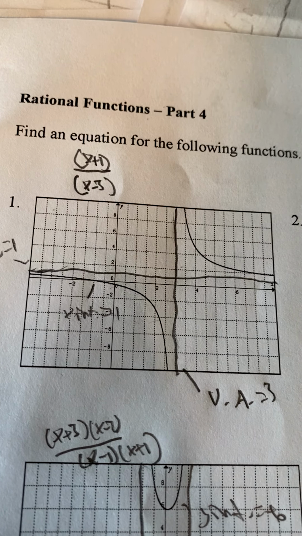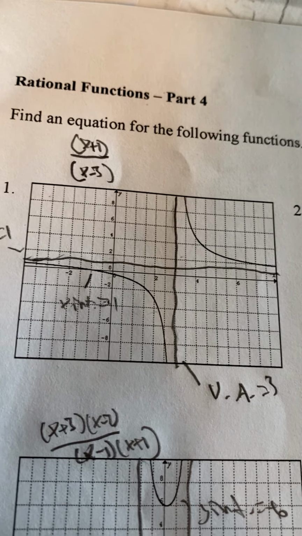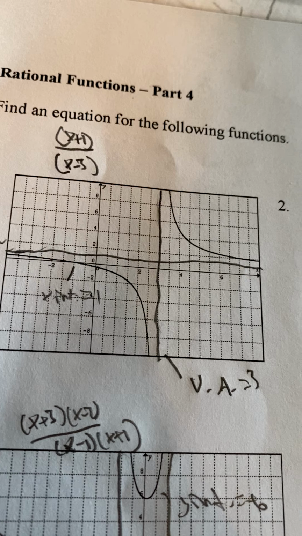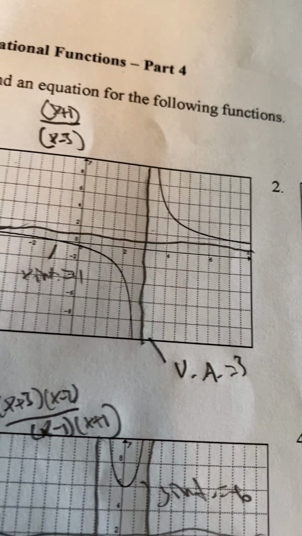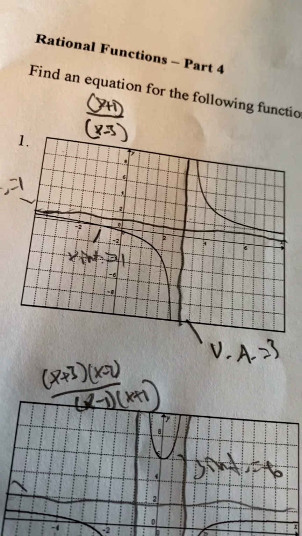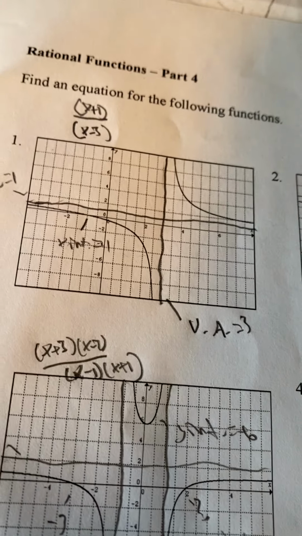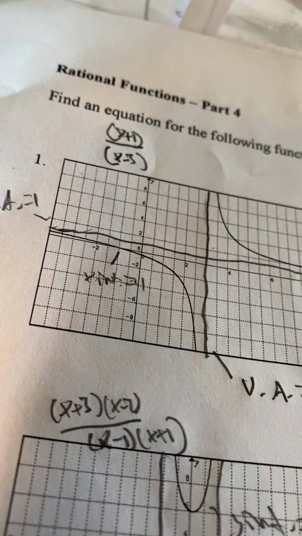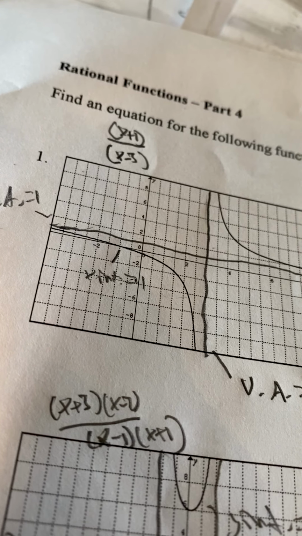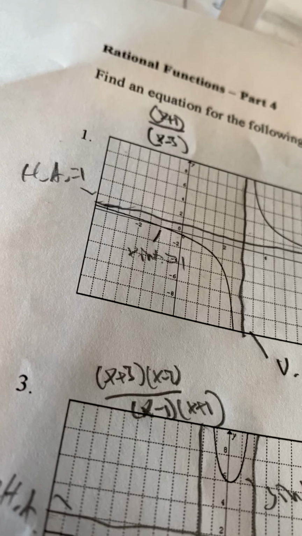So this first one, the horizontal asymptote, I simplified to 1. I thought it was 1, so the degrees have to match up between the numerator and denominator. The x-intercept is negative 1, and the vertical asymptote is 3. So you can craft the equation x plus 1 over x minus 3.